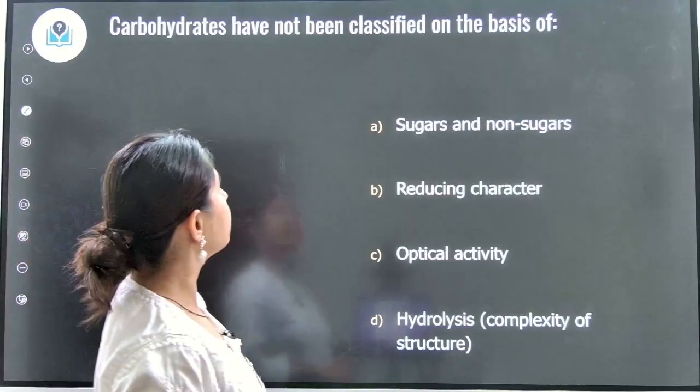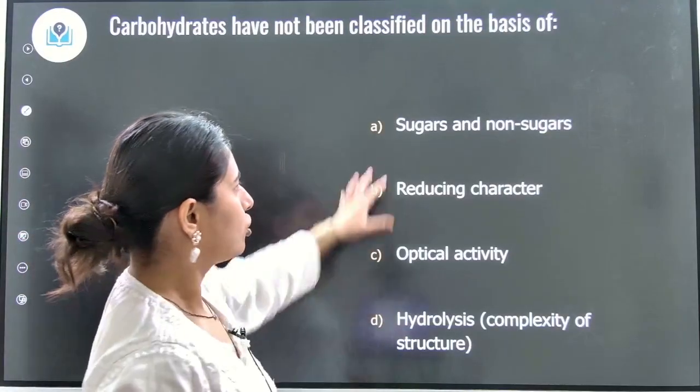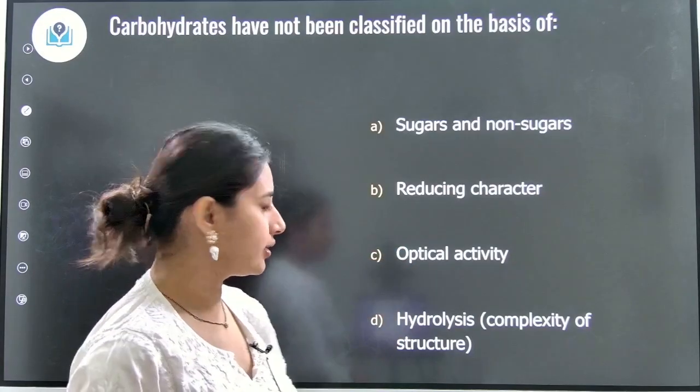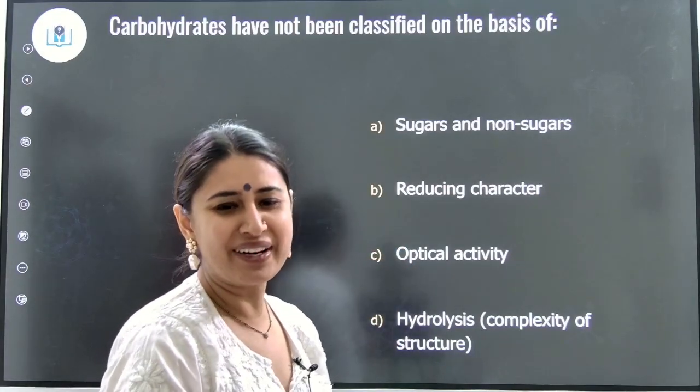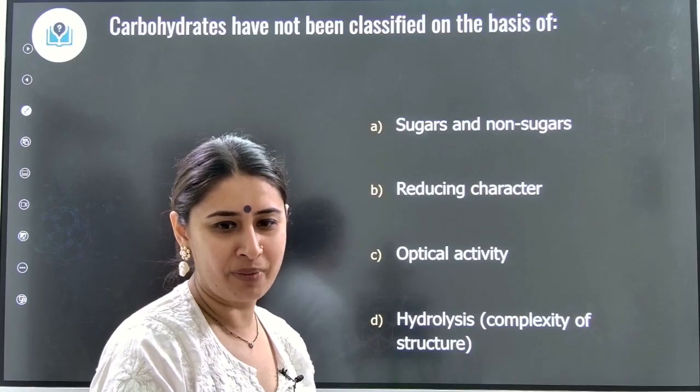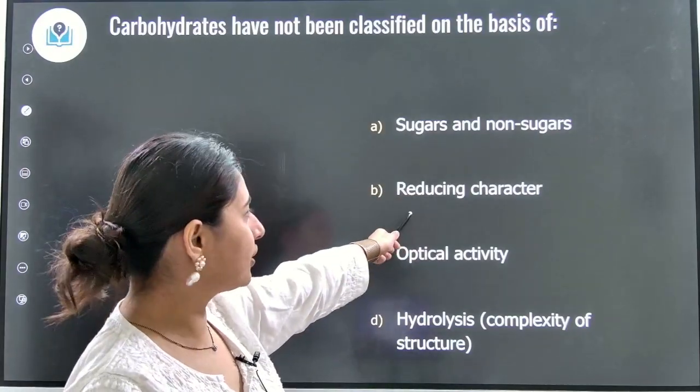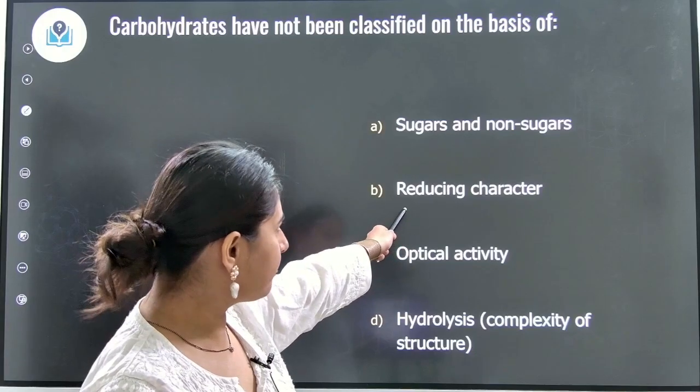Next, carbohydrates have not been classified on the basis of sugars and non-sugars, reducing character, optical activity, hydrolysis. Let's see. Simple question, but can become a little confusing if you've not thought about it. Correct. So we have sugars, then reducing and non-reducing sugars, right? So that comes as a part of B also.